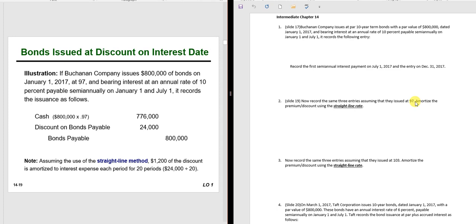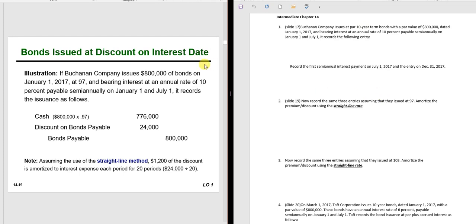Okay, then we're going to amortize the premium or discount using the straight line rate. Technically, you're supposed to use the effective rate, which means you use the carrying value times the market rate, which we'll do later on. But you can also use the straight line rate and say, all right, they're 10-year bonds. I'll have a discount I'll compute, and I'll just take that discount divided by the 10 years, which we'll do in just a second, okay?